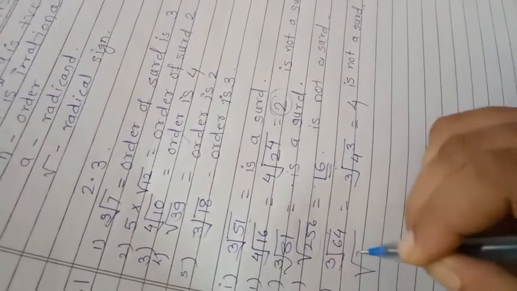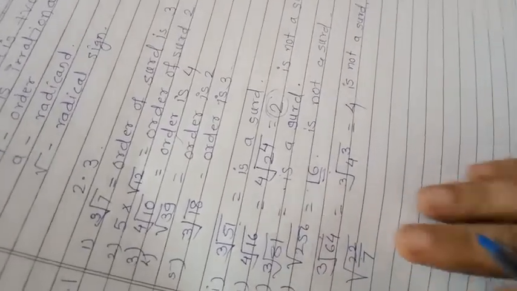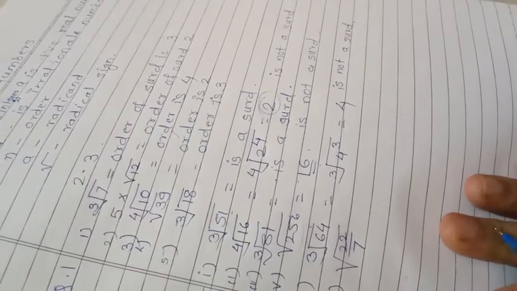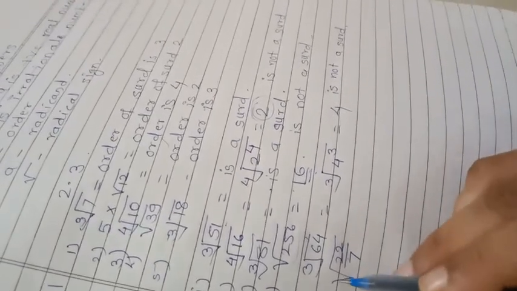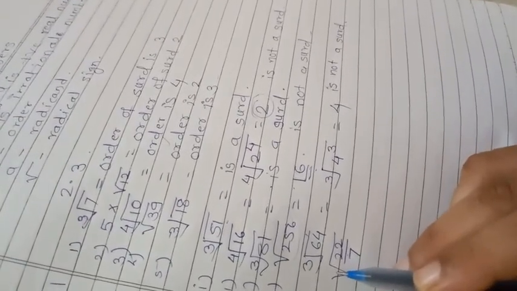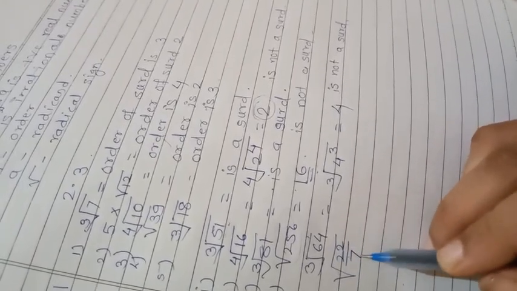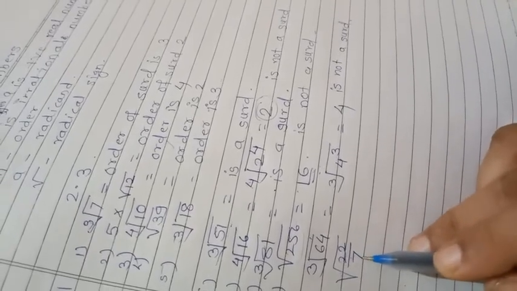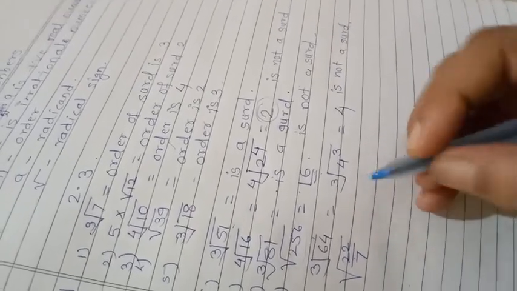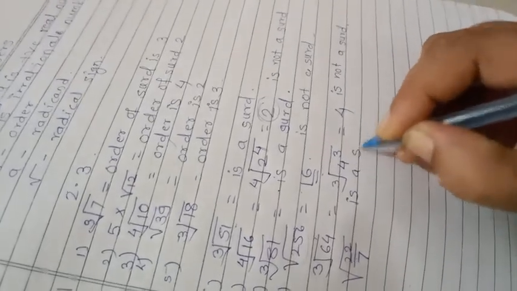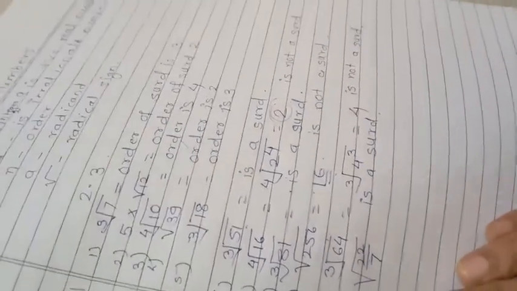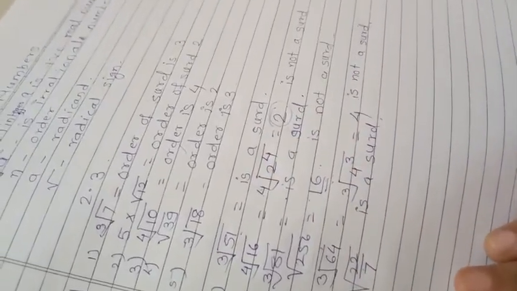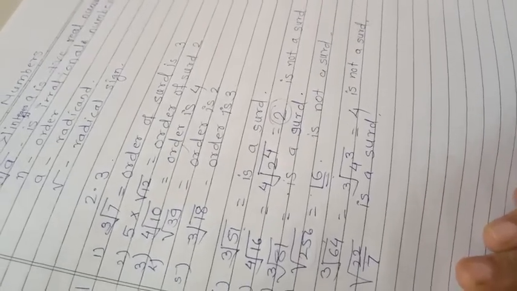Sixth, square root of 22 by 7. See, this is a surd because n is 2 here, which is positive, greater than 1. 22 by 7 is positive, and this whole number, square root of 22 upon 7, is an irrational number, and therefore this is an example of a surd. So write down questions 1 and 2 in your notebook also. In the next lecture we will see question number 3.